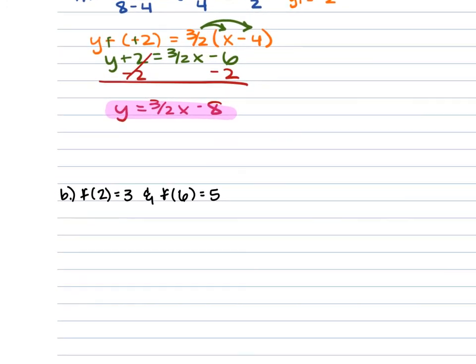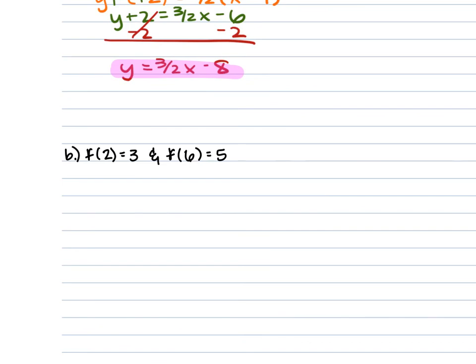For example B, we have f of 2 is equal to 3, so that's the ordered pair (2, 3), as well as f of 6 is equal to 5, so that's (6, 5). From here, find my slope. I do 5 minus 3 over 6 minus 2. 5 minus 3 is 2. 6 minus 2 is 4. So this is going to give me 1/2.